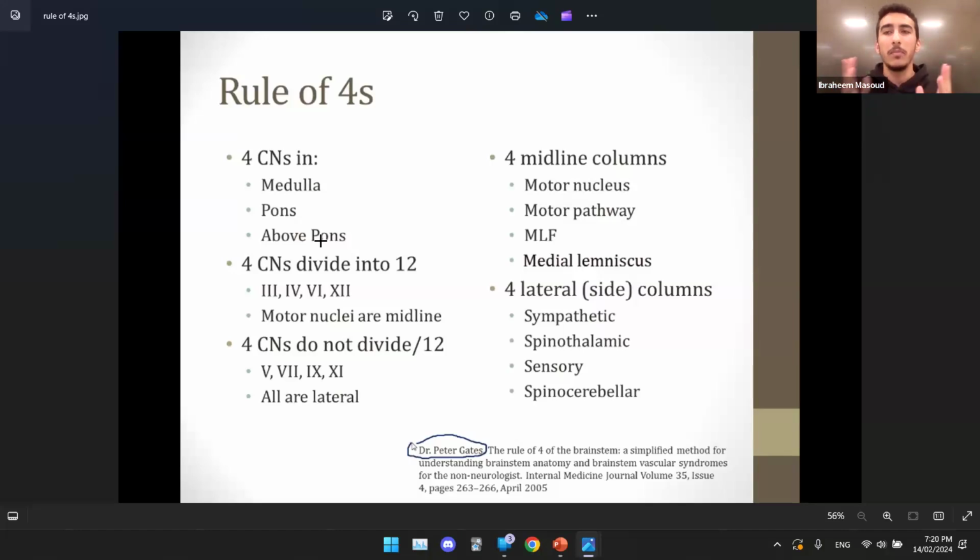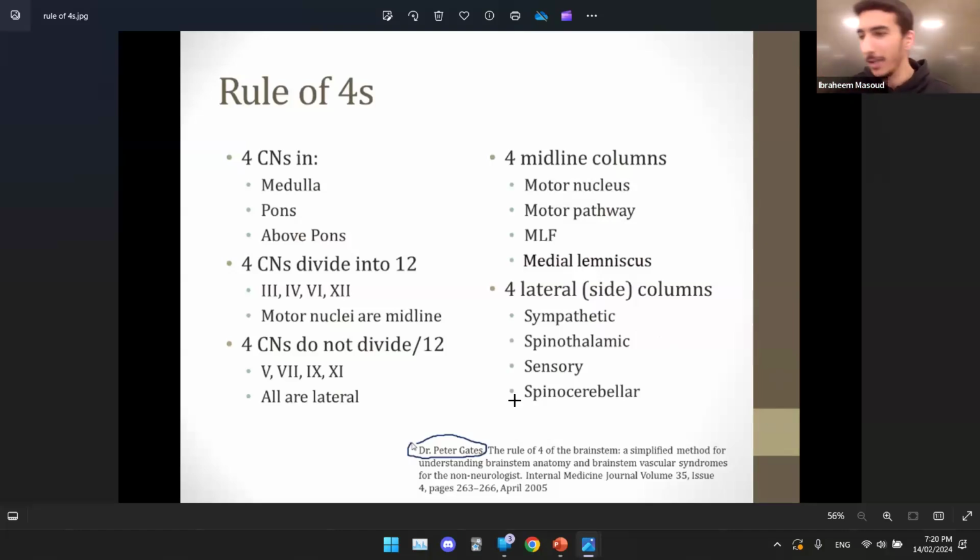Now, what about them? These ones in the middle are always motor. The ones that are on the sides are mostly what? Sensory, and you can see them here. You have the sympathetic as well, the hypothalamic. You have the spinothalamic. Sorry, sympathetic is the hypothalamic. Spinothalamic is for the spinal cord. You have sensory and spinocerebellar. What do you also have in the middle? Starts with an M. Other than the motor, M, medial lemniscus. M, middle.